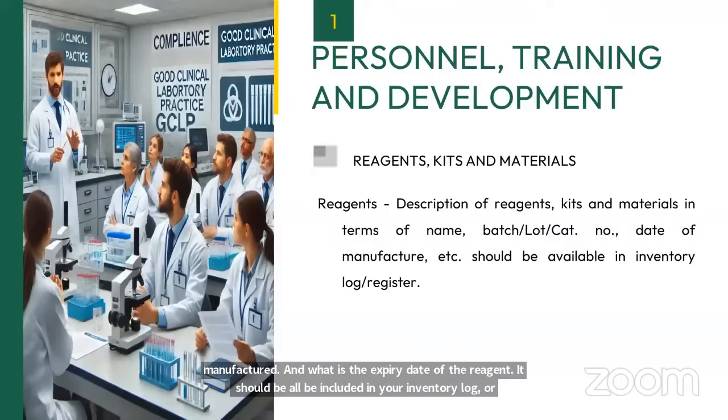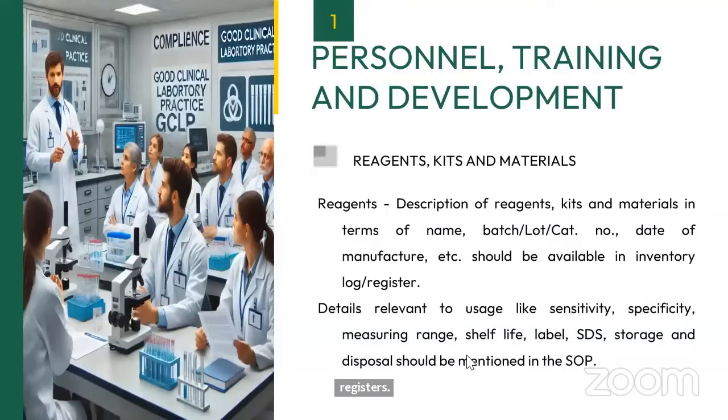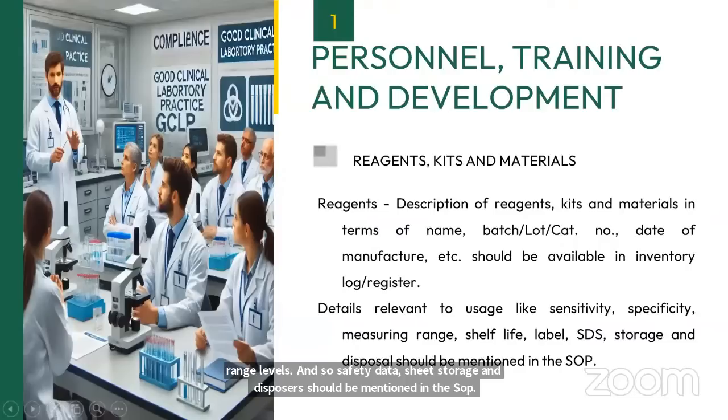Relevant details for the users like sensitivity, specificity, measuring range, shelf life, labels, safety data sheets, storage and disposal should be mentioned in the SOP. Apart from that, you should have an SOP where you mention all the performance characteristics, which include sensitivity, specificity, measuring range, shelf life of the reagents and chemicals, and what their labels are. Labels, what is meant by labels, we have seen in the definition. Safety data sheet, how to handle the reagent, how to store them, how to dispose of them. All this information should be available in a standard operating procedure.